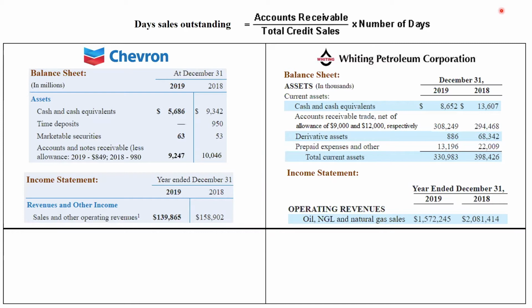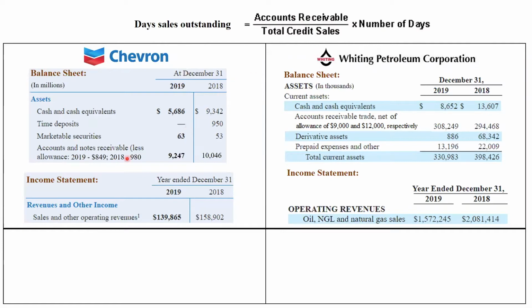And the important thing to do is to make sure your number of days is on the same basis as the total credit sales. So if you use 1 year worth of total credit sales, you need to use 365 for the number of days. So that's the important point. So first, let's calculate this ratio for Chevron, which is a large oil and gas company. And then we'll calculate it for Whiting Petroleum, which is a small oil and gas company.